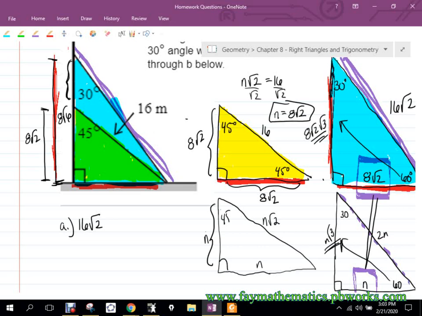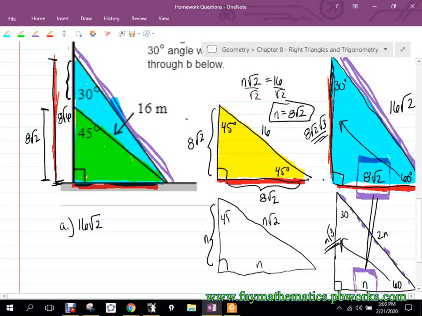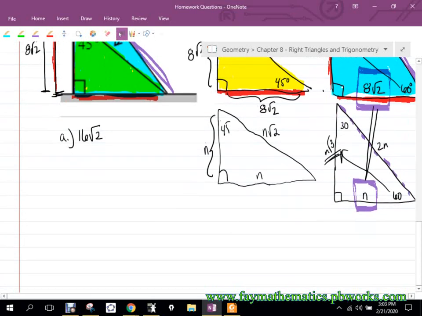Subtract them. Okay? So that's essentially what they're asking for here. How much taller is this 8 radical 6 than the 8 radical 2? So to find that distance right there, you're going to subtract 8 radical 6 and 8 radical 2. And that is where we start talking about our algebra concepts.